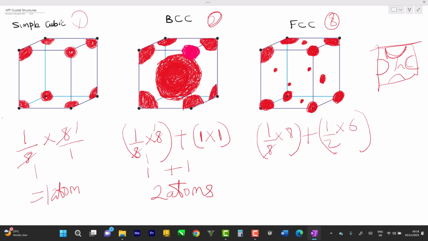So let's do the math. We have 8 in 8, 8 in 8, 2 in 2, 2 in 6 giving 3. So we have 1 plus 3, which is equal to 4 atoms.